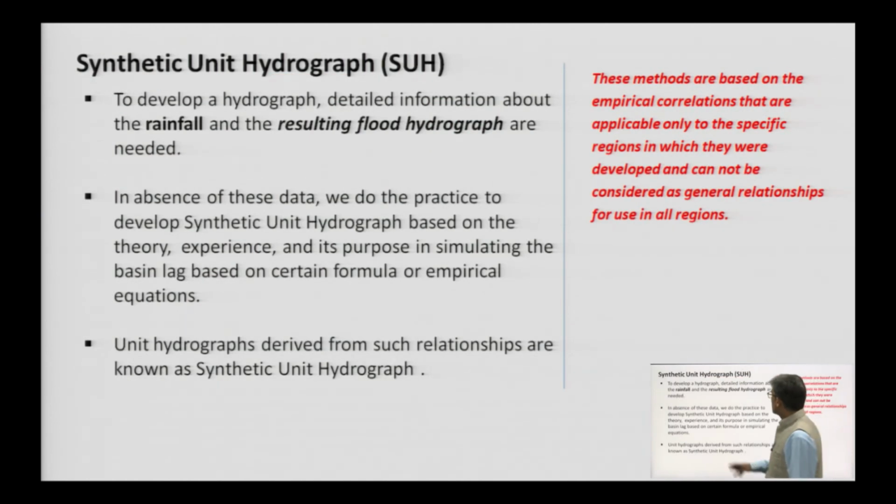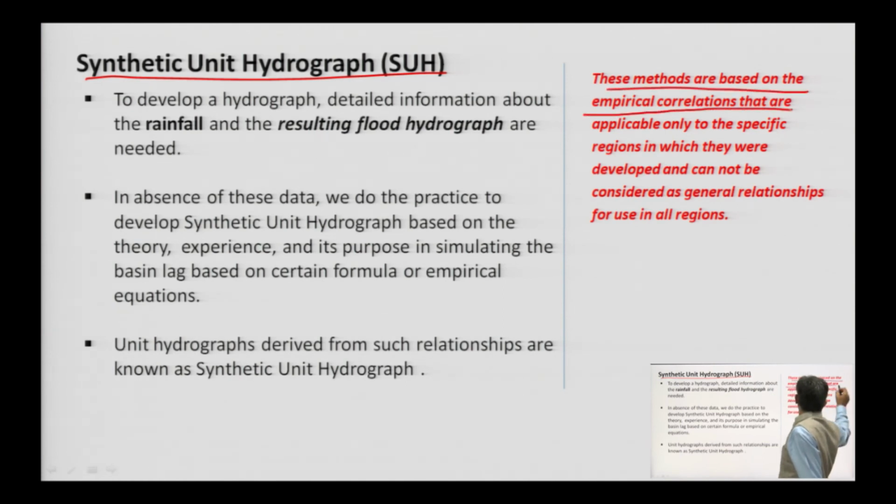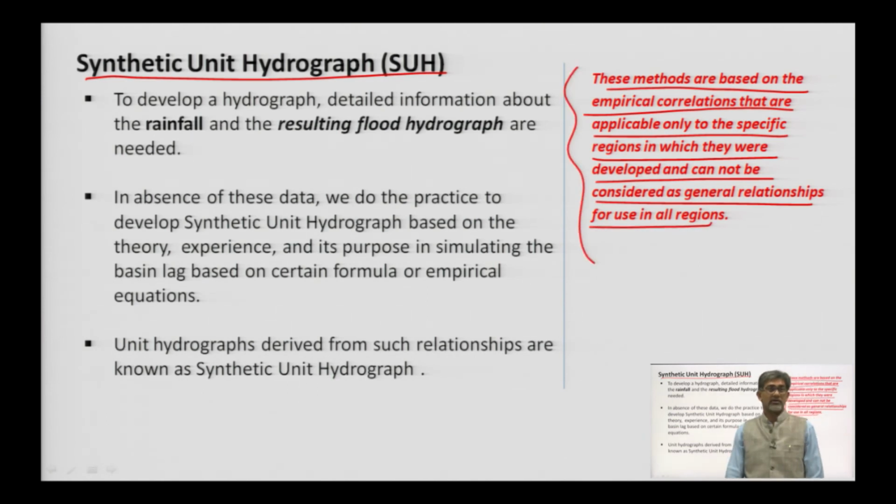Second is the synthetic unit hydrograph. The next topic is the synthetic unit hydrograph. These methods are based on empirical correlations that are applicable only to a specific region in which they were developed and cannot be considered as general relationships for use in all regions.